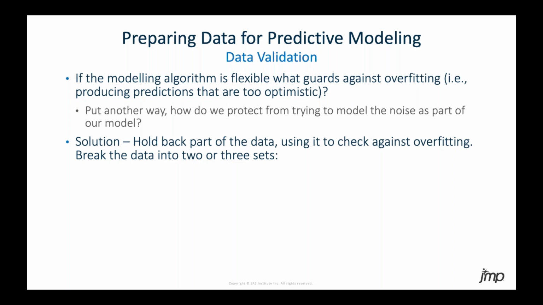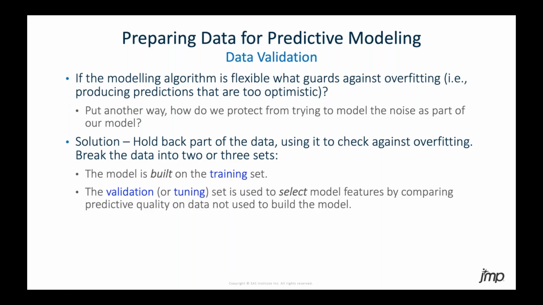I'm going to use part of the data to actually build my model, and I'm going to hold back part of my data, either one piece or in two pieces. I'm going to build that model on the training data set. So that's one of my parts. If I only break it up into two parts, I'm going to have this validation section, and this validation section can be used to tune the model.